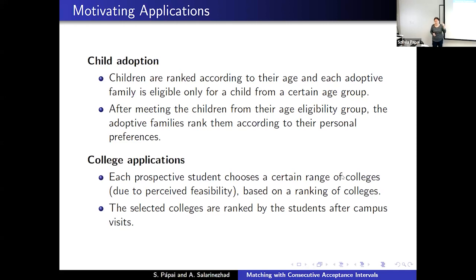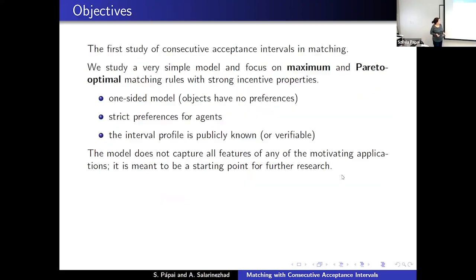For college applications, we have university rankings, and within a certain range of the rankings, students can rank them. For example, they can do campus visits and so on. So that's just very quickly, but basically we didn't mean to capture the details of any of these applications. We think of our model as something very simple, like a starting point.